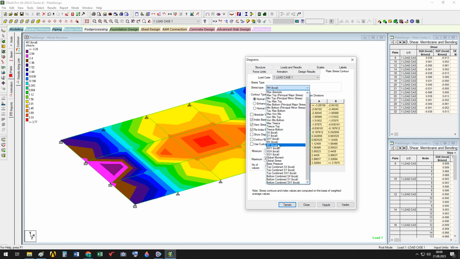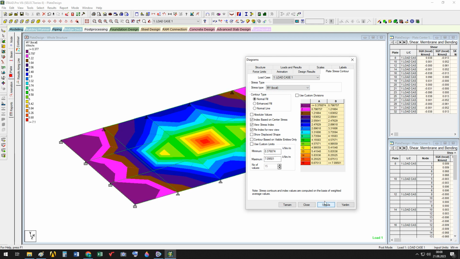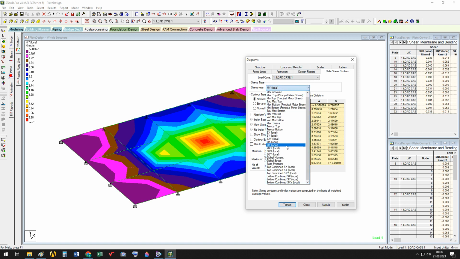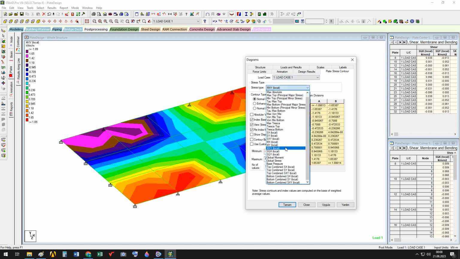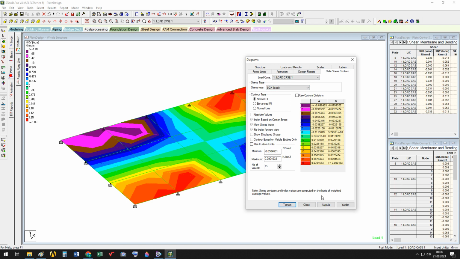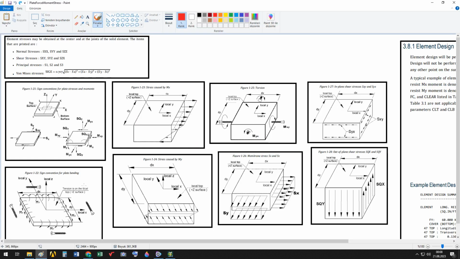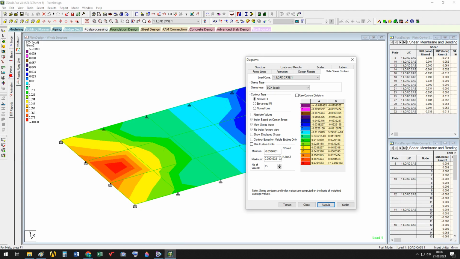We can also see My values. My has a higher value. Torsion, plate torsion, is small. And SQX is like SQY. They are plate shear forces, but they are out of plane, not in plane, unlike Sxy. They are small.